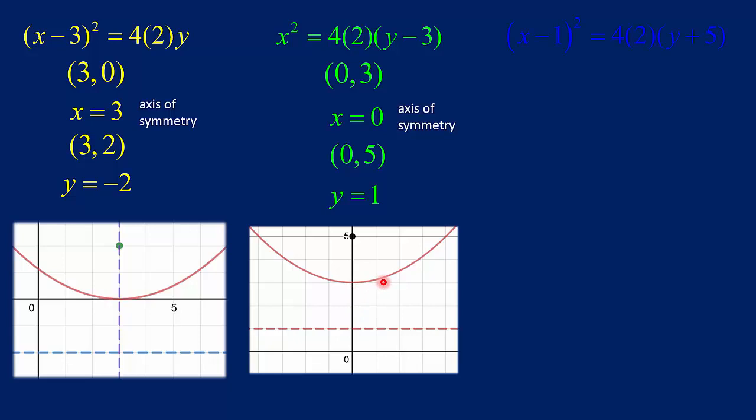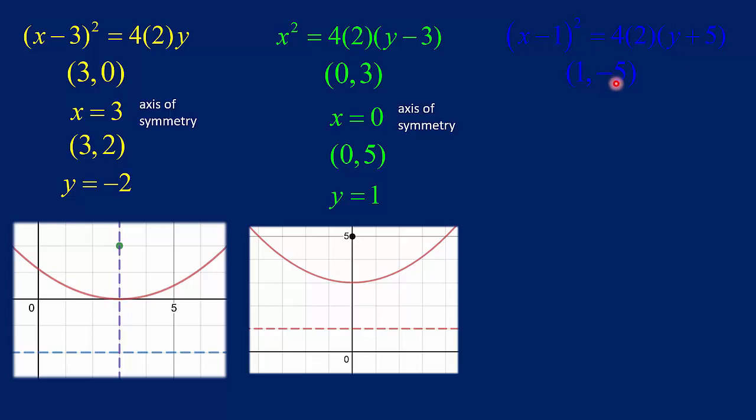Okay, now let's look at this one. Now, let's put them together. We've got a horizontal shift and a vertical shift. See, look at this. So now we want to get the vertex. And here's the deal. We're going to get 2 things for the vertex, an x-coordinate and a y-coordinate. The x-coordinate comes from the parentheses with the x, only the opposite. The y-coordinate comes from the parentheses with the y, only the opposite. So we get (1, -5). That's our vertex right there.